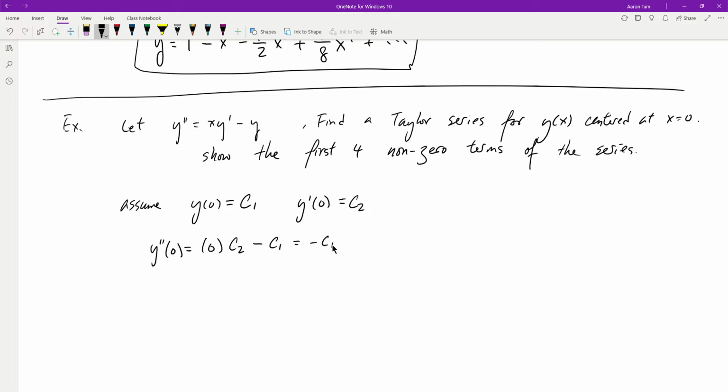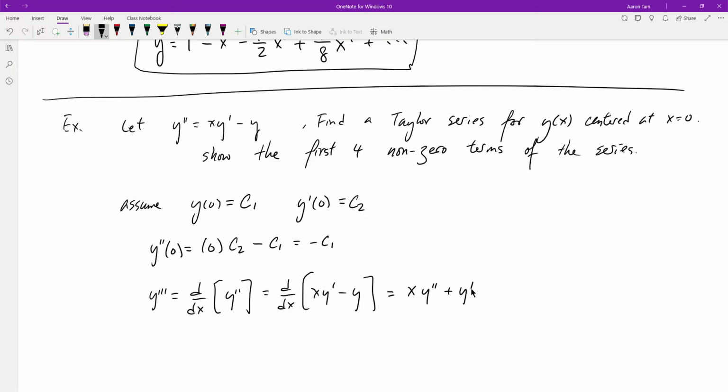So it's good. It's not 0. So we have 3 terms so far. Now I need the fourth term. So I'm going to do y triple prime and see what happens. So y triple prime would equal the derivative of y double prime. That means I'm taking the derivative of xy prime minus y. So notice xy prime requires the product rule. So the product rule will say xy double prime plus y prime. And then the derivative of y is just y prime, so minus y prime. So that actually cancels out and just leaves you with xy double prime.